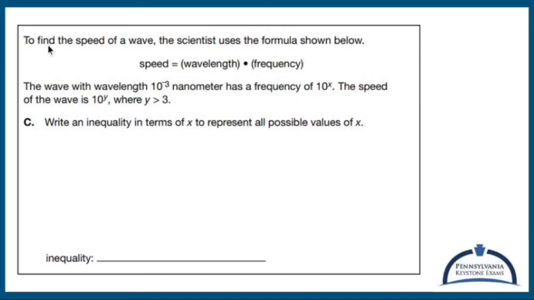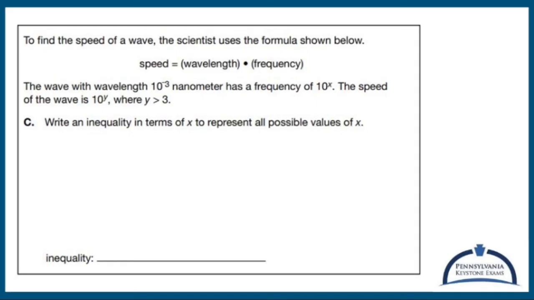All right. To find the speed of a wave, the scientist uses the formula shown below. Speed equals wavelength times frequency. The wave with wavelength 10 to the negative third nanometers has a frequency of 10 to the x. The speed of the wave is 10 to the y, where y is greater than 3. Write an inequality in terms of x to represent all possible values of x.